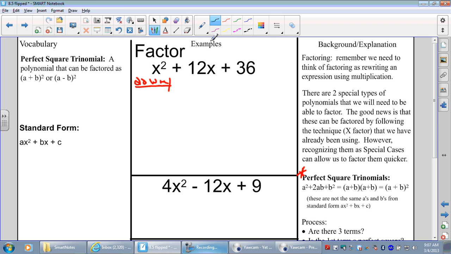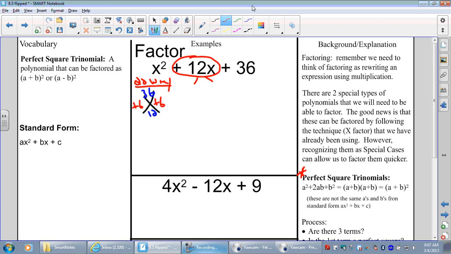And how did we factor those? We were trying to break this term right here into 2 different terms to give us 4 terms that we would then factor by grouping. So let's look at that. How did I do that? Well, if you remember last week, we did the x factor. So what goes up here? Well, 1 times 36 is 36. What goes down here? 12. Now, I need 2 numbers that multiply to 36 that add up to 12. That's positive 6 and positive 6.